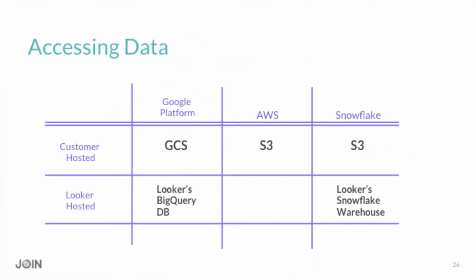So how can you start accessing this data? You can go to one of our customer-hosted buckets. You go to GCS or S3 and grab the raw data in its raw form. Or you can get a connection to a Looker database. You can connect to one of our BigQuery instances or our Snowflake instances and get access to that data.